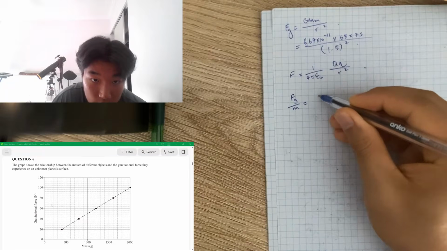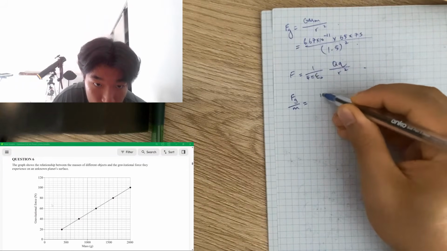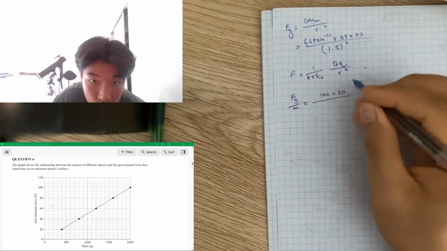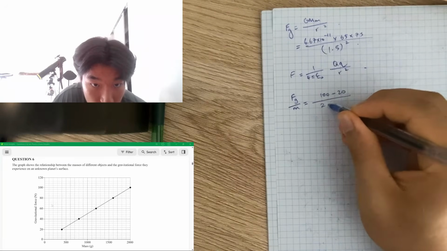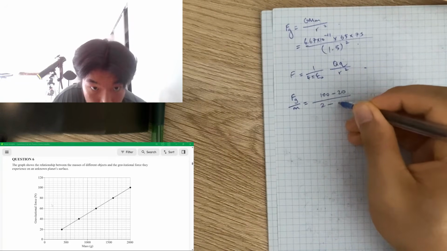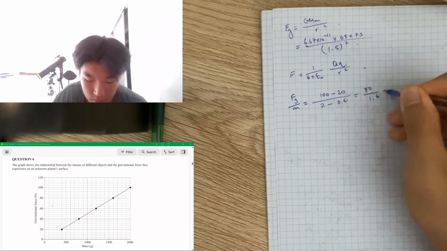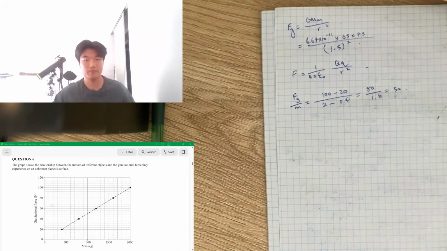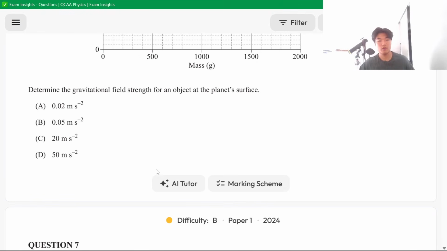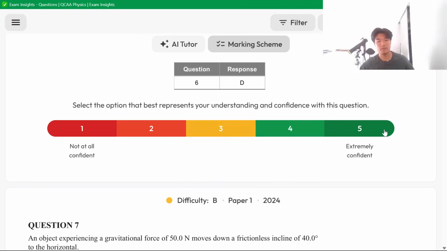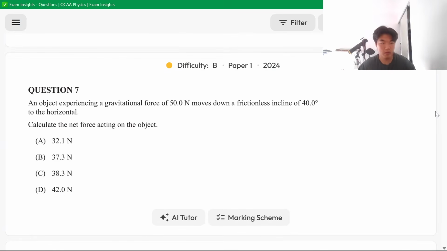Okay, so we can get 100 minus 20 over 2 kilos minus 0.4. I think that's what it says. So it's 1.6. It's going to be 50. Okay, so that's D. An object experiencing a gravitational force of 50 newtons moves down a frictionless incline of 40 degrees to the horizontal.